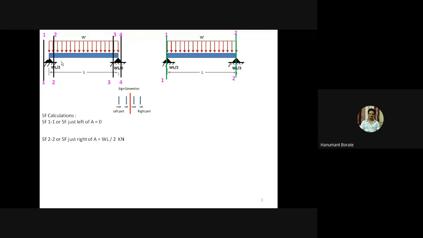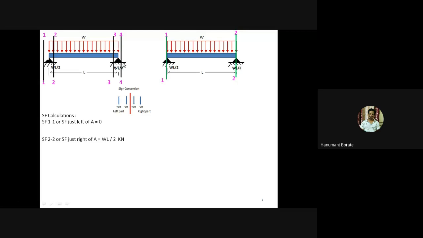Okay. So in the left part, how many forces? There is only one force, that is WL by 2. According to the definition of shear force, it is just the algebraic sum of vertical forces of a left part or right part of the section. So according to this, here we'll get WL by 2 kilonewton shear force at section 2-2.